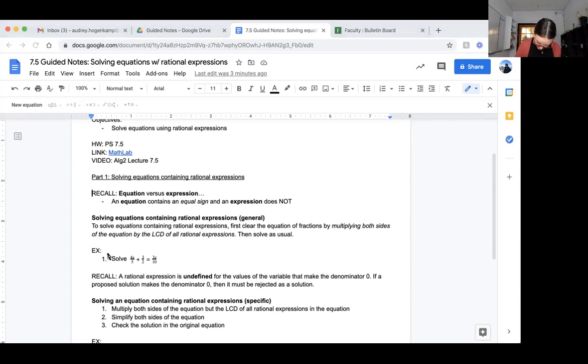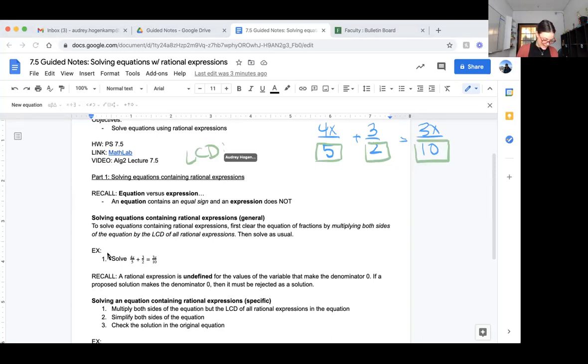So we have 4x over 5 plus 3 halves equals 3x over 10. So first thing we want to do is find what is the LCD. So we're going to look at our denominators. So we have 5, 2, and 10. The LCD for 5, 2, and 10 is going to be 10. Right? If we had a bunch of fractions that were over 5, 2, and 10, our common denominator would be 10.